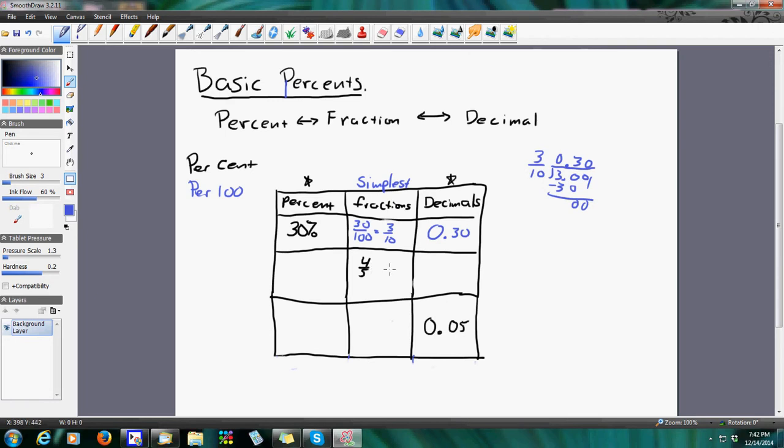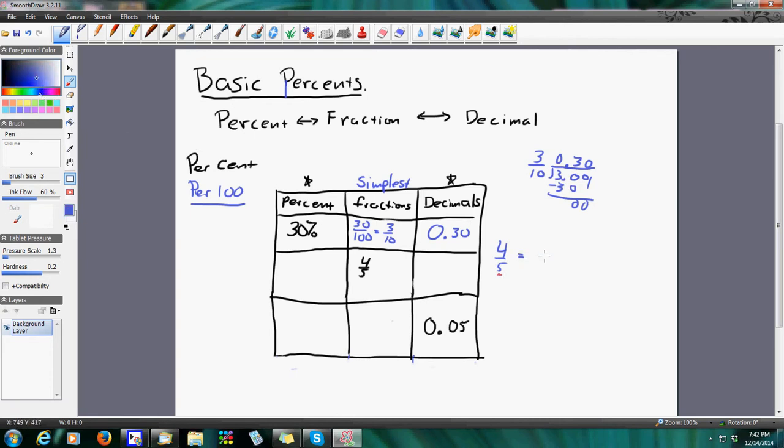Here, if I take 4/5, you might say, well, how do I make 4/5 into a fraction that I can use? Because 4/5 doesn't really help me. Well, like I said, it's per 100. So if I can make this denominator into 100, then I'll be in great shape. And so let's see, what can I do?